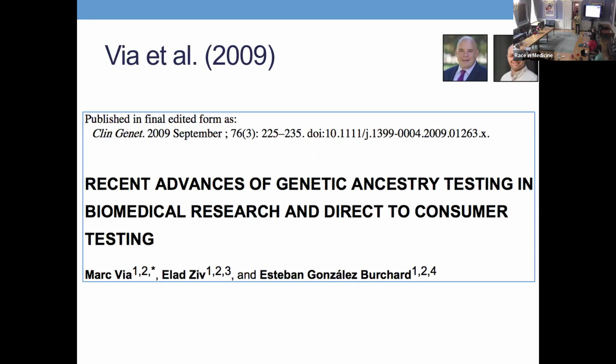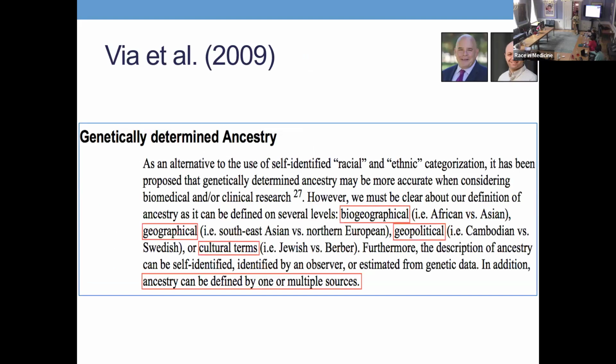Via, Ziv, and Burchard attempted to provide some clarity with respect to the use of race or ethnicity in biomedical practice. Here's what they said, and I want to leave this up here as a block quote. I apologize, this is bad presentation skills, but I thought it's important that you see the whole thing for the reason above.